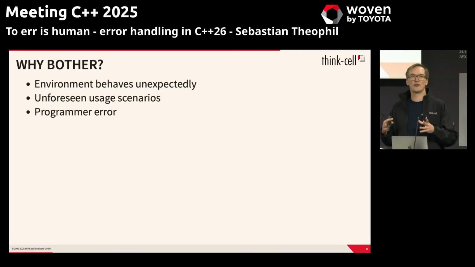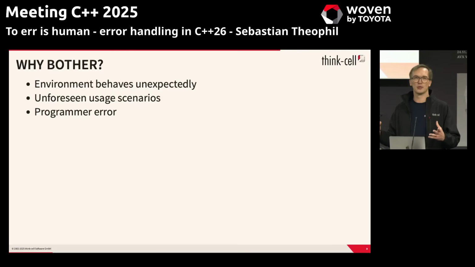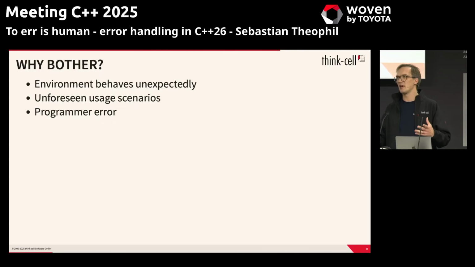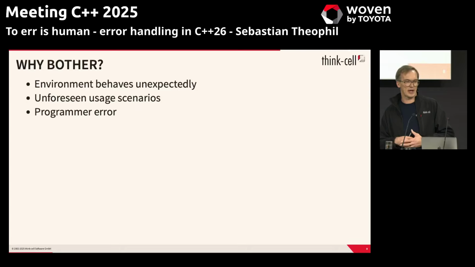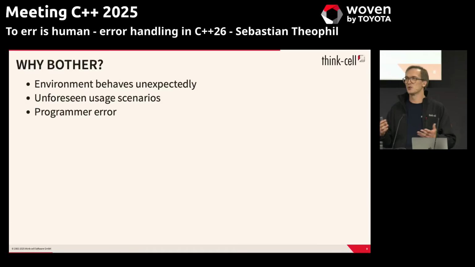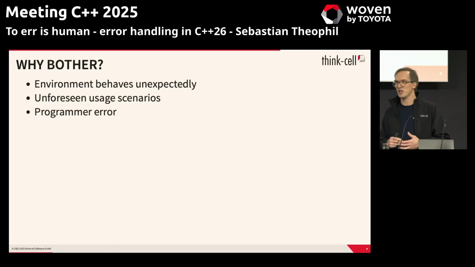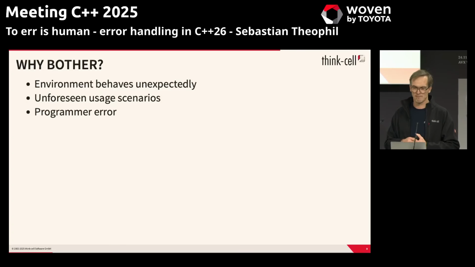We deal first of all with an environment that behaves unexpectedly. So that might be our computer. Our operating system is suddenly behaving differently from what we've observed before, from what the spec says. The user behaves unexpectedly very often, right? He's doing something with your tool that you didn't foresee. And we as programmers, I would like to say, we behave very predictably, unfortunately, and we do make mistakes. And we do have to deal with those mistakes.